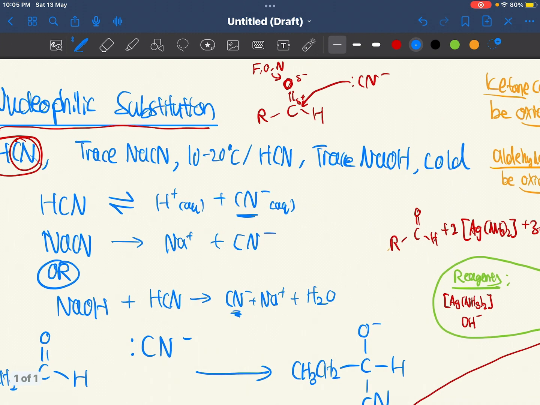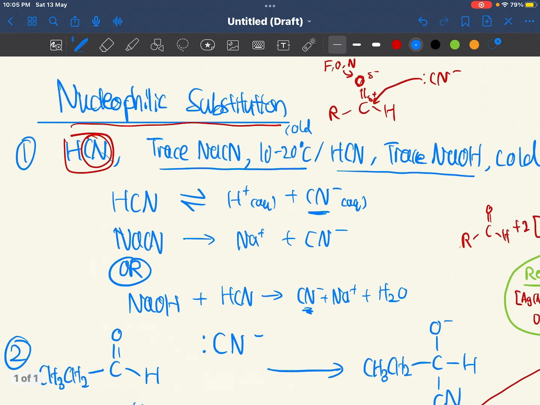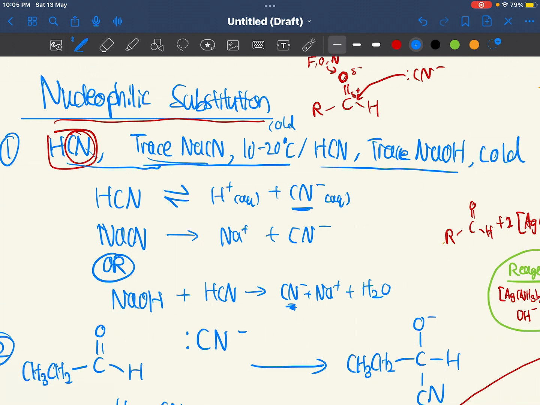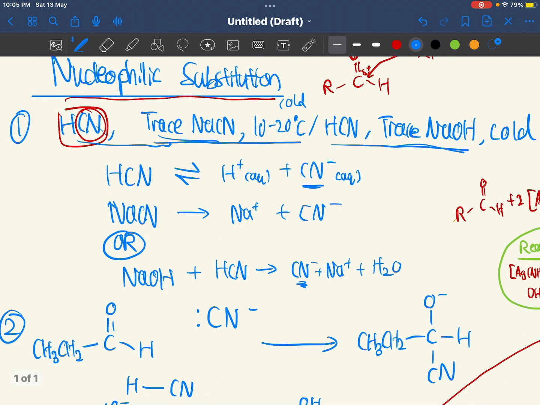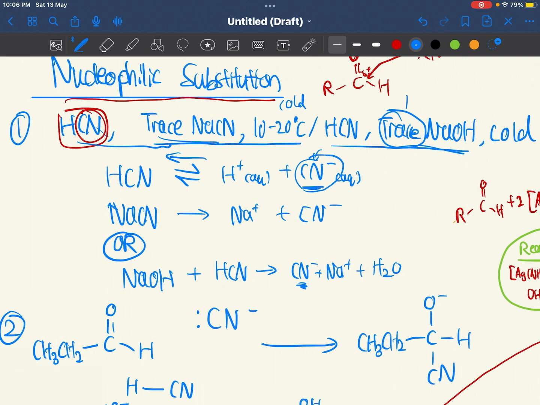So we have two possible reagents which you can use here. Trace NaCN at 10 to 20 degrees Celsius, or you can just use cold, doesn't really matter. Or you can use HCN and trace NaOH. HCN must be in both, but you can use either trace NaCN or trace NaOH. Remember, use trace amounts, right? We don't want to put too much CN- to the point whereby the increase in concentration of CN- will shift the position of equilibrium to the left to reduce it. We don't want that to happen. That's why we use trace amounts.